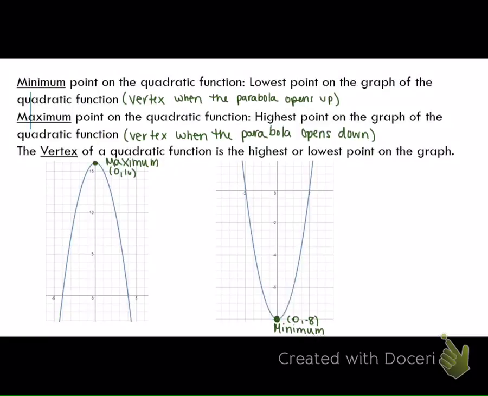So the vertex of a quadratic function is either the highest or the lowest point. If the graph is opening up, it is a minimum. If the graph is opening down, it is a maximum. So those are some of the things that we just learned with that vocabulary. Questions on what a maximum or a minimum is? Or what the vertex is, because if you don't know what the vertex is, you're kind of in trouble.